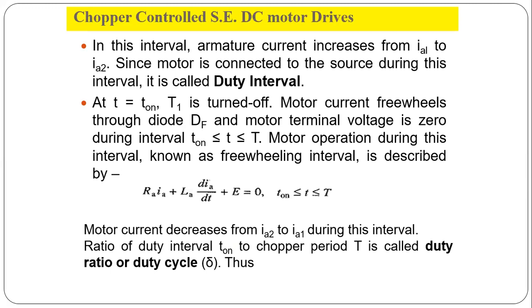And it is described by the equation R_A i_a plus L_A di/dt plus E equals 0. At time T on, according to this equation, the motor current decreases from I_A2 to I_A1 during this interval. The ratio of the duty interval T1 to the chopper period capital T is called the duty ratio or duty cycle, denoted by delta.